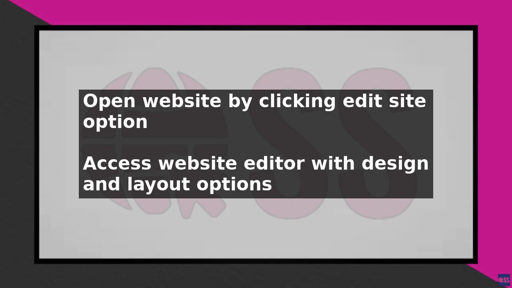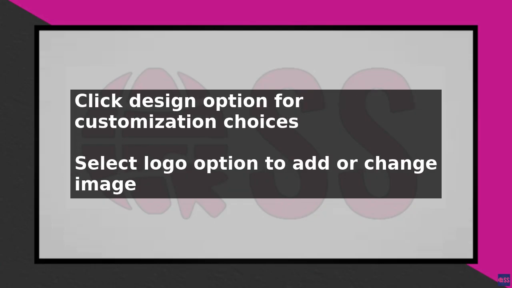To access your logo, open your website by clicking on the Edit Site option, which may be located in the Overview section or on the website page itself. Once you are in the website editor, you will see several options, including design, layout, pages, settings, and more.